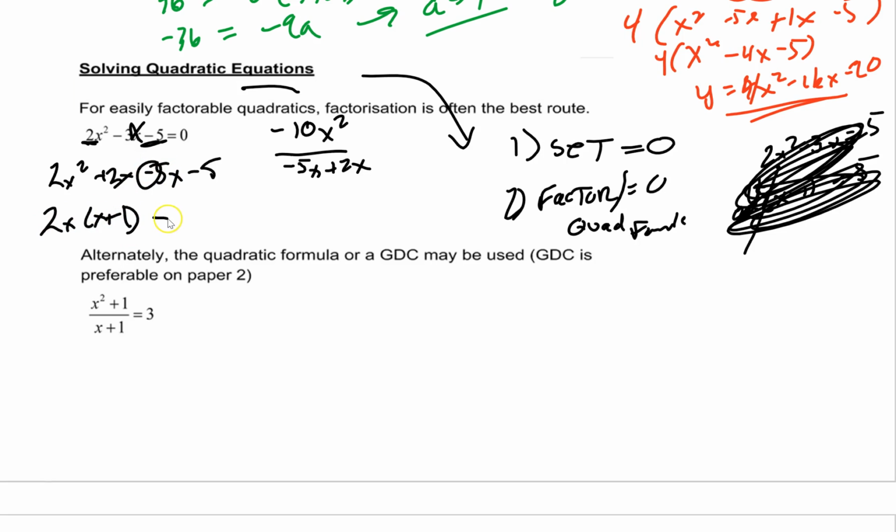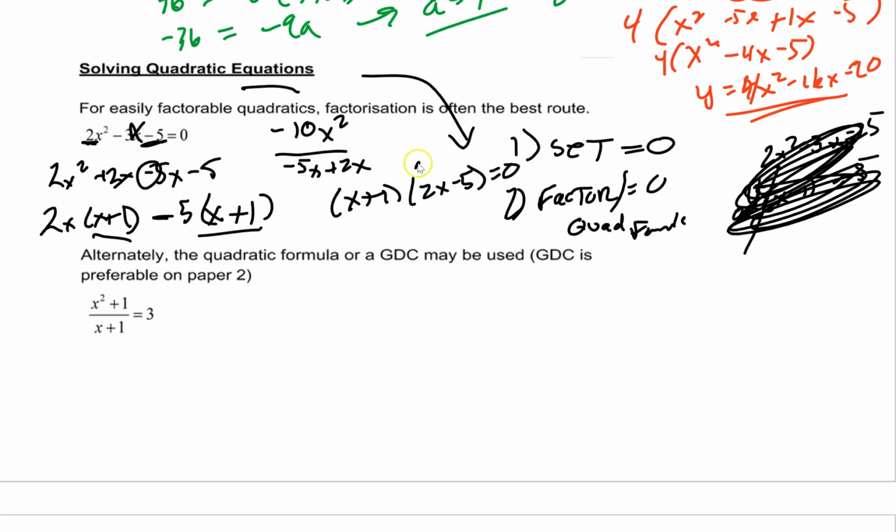Always bring down the middle sign. That's why I did this. So they have a 5 in common. Negative 5x divided by negative 5 is just x. Negative 5 divided by negative 5 is a positive 1. Hey, these match. (x plus 1)(2x minus 5) equals 0.